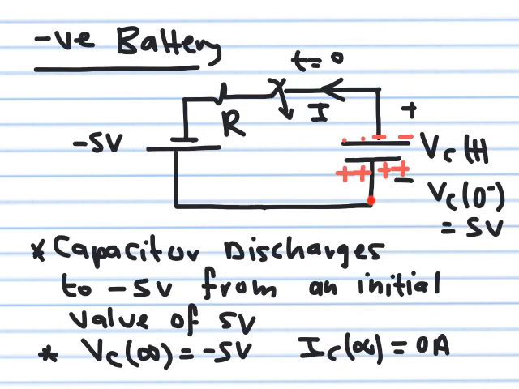You see here, we tried three situations. We tried this one when this one was 5. We got charging. When this one was 0, we got discharging. And when this one was -5, it will be discharging, but not to 0, but to -5.